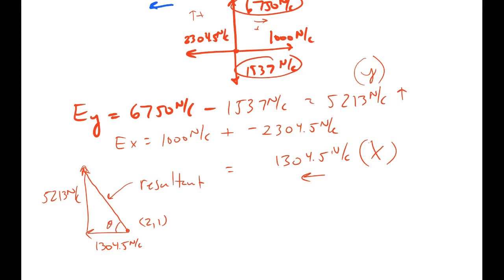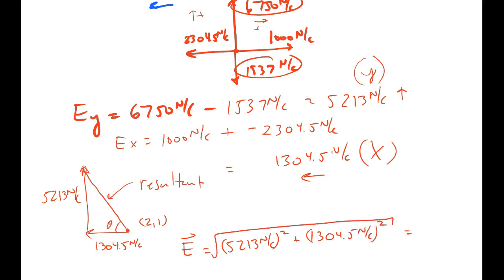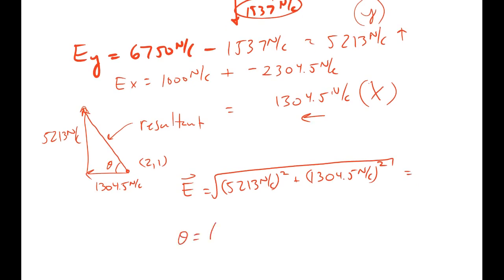So how do I get the resultant? I take the total square root. So the total E is equal to the square root of 5,213 newtons per coulomb squared plus 1304.5 newtons per coulomb squared. That would give me my magnitude. And then the direction is the inverse tan of opposite over adjacent, so 5,213 newtons per coulomb all over 1304.5 newtons per coulomb. Those units would cancel. Let me do the Pythagorean theorem first.